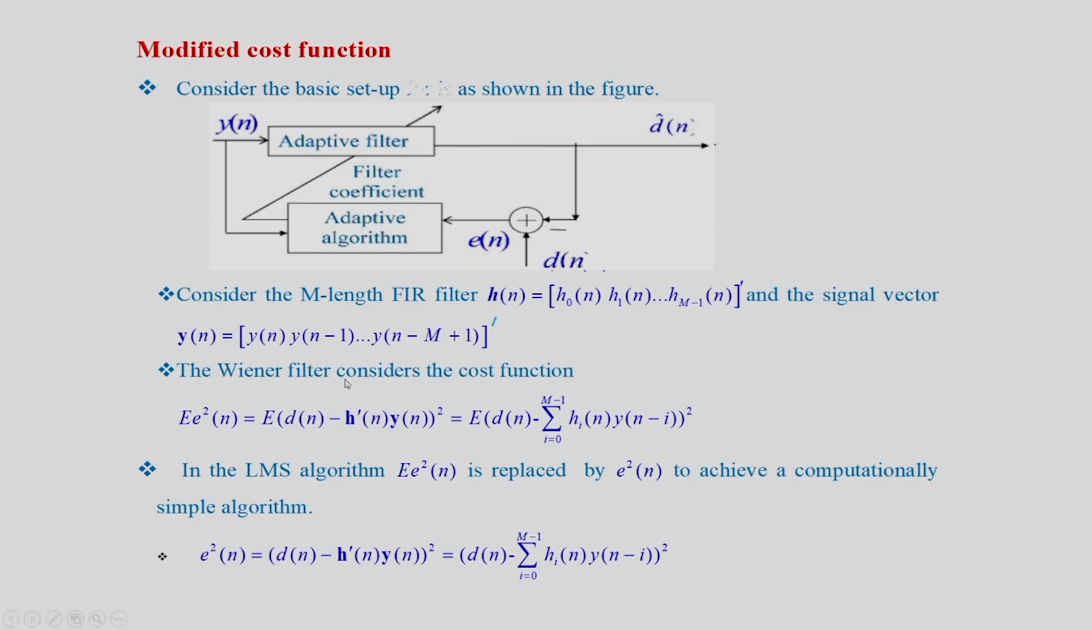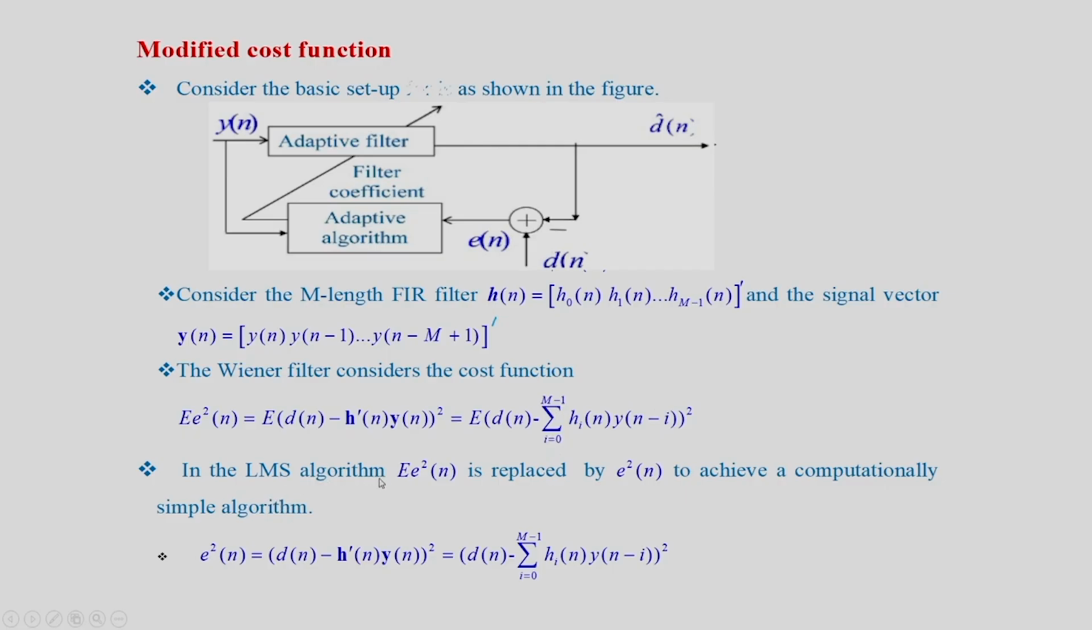The Wiener filter considers the cost function, the expected value of e²(n), that is the mean square error, which is equal to E of (d(n) minus the filtered output h transpose(n) into y(n)) whole square, and this we can write as E of (d(n) minus summation h_i(n) into y(n-i), i going from 0 to m-1) whole square.